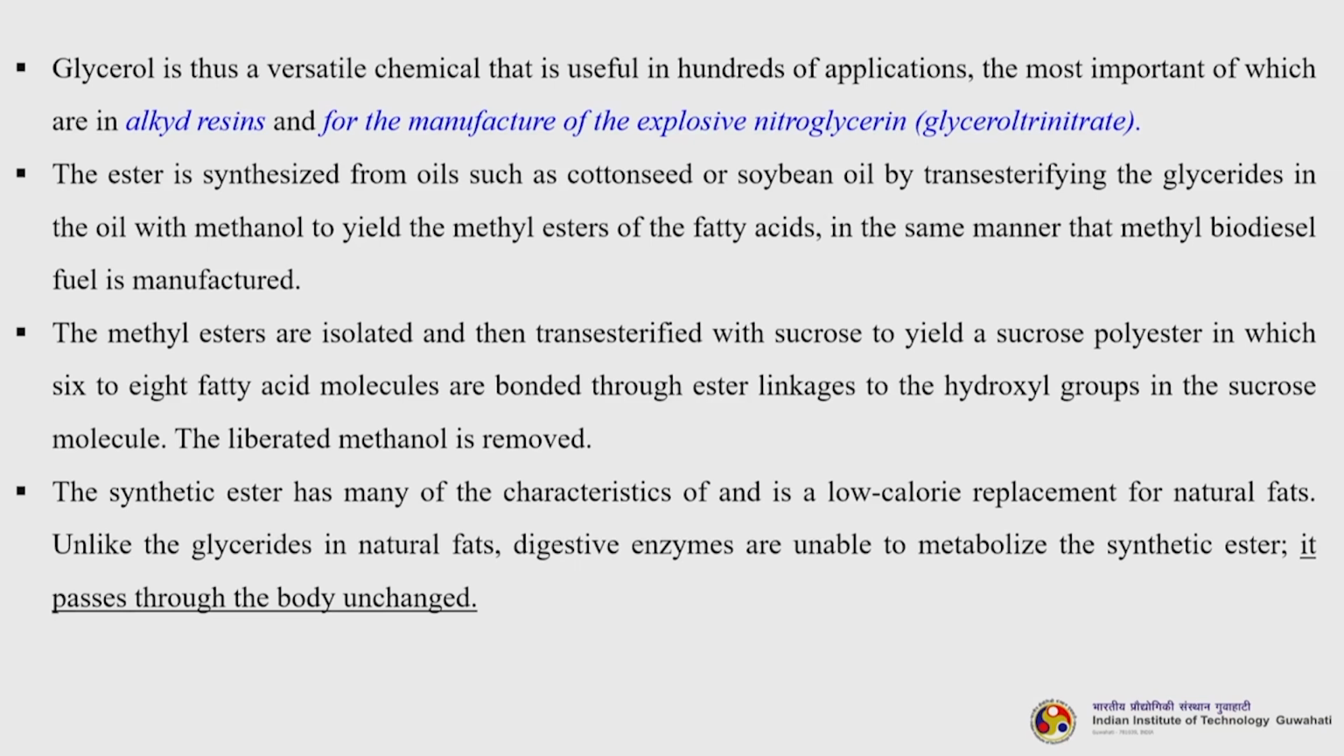alkyd resins and the manufacture of the explosive nitroglycerin, glycerol trinitrate. So, the ester is synthesized from oils such as cottonseed or soybean oil by transesterifying the glycerides in the oil with methanol to yield the methyl esters of the fatty acids, in the same manner that methyl biodiesel fuel is manufactured. The methyl esters are isolated and then transesterified with sucrose to yield a sucrose polyester in which 6 to 8 fatty acid molecules are bonded through ester linkages to the hydroxyl groups in the sucrose molecule. The liberated methanol is removed.